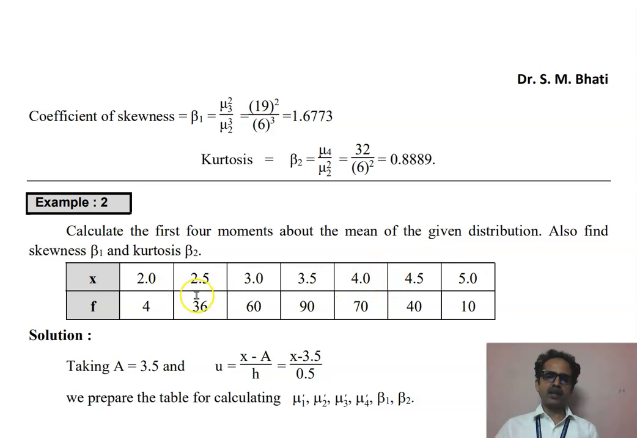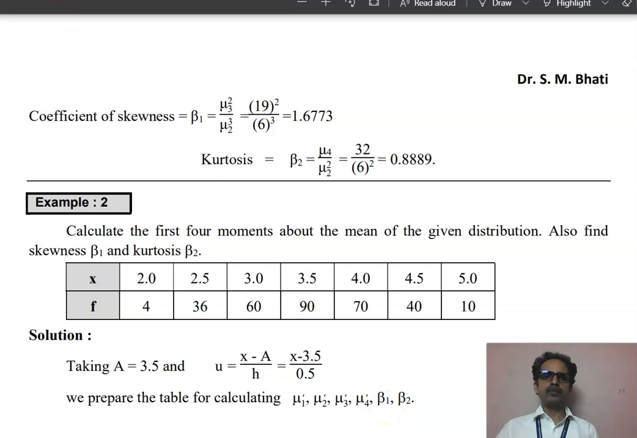the x values. Here the first x is 2, next is 2.5, then 3, then 3.5, 4, then 4.5. That means the values of x are equally spaced and the spacing is h, and that h is here 0.5. Now we have to prepare the table which helps us calculate mu1 dash, mu2 dash, mu3 dash, mu4 dash and finally beta 1 and beta 2.